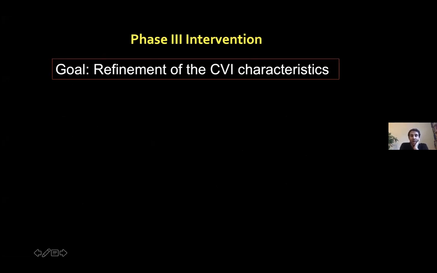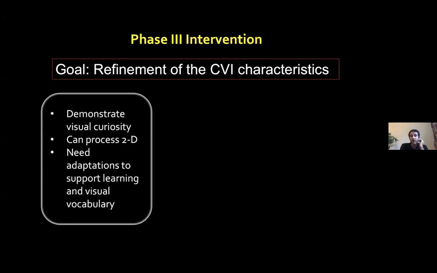And phase 3 is all about refining the CVI characteristics. So kids in phase 3 are able to demonstrate visual curiosity. That means that they are looking around throughout the day. They're using their vision consistently throughout the day, but they may still have difficulty interpreting what it is that they're looking at. Kids in phase 3 look around. They scan the environment and they look around the room. When someone comes into the room, they turn and look at them, maybe even from 10, 15 feet away, but they may have difficulty visually processing what it is that they're looking at.